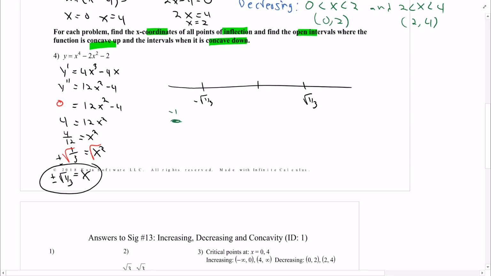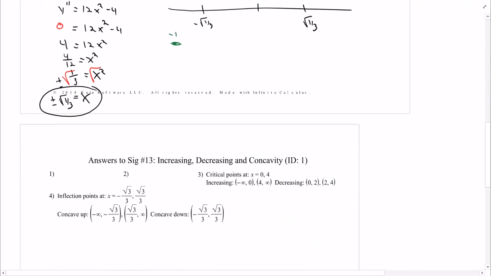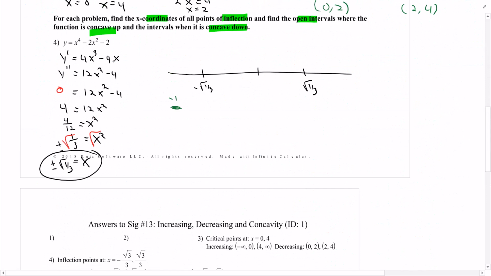Where are we plugging this in? Well, we want to know when the second derivative is less than 0. We use the second derivative for concavity. So we're going to take this and plug it into our second derivative. If we plug in negative 1, negative 1 squared is 1, times 12, minus 4. We're getting a positive number here, so this is concave up.